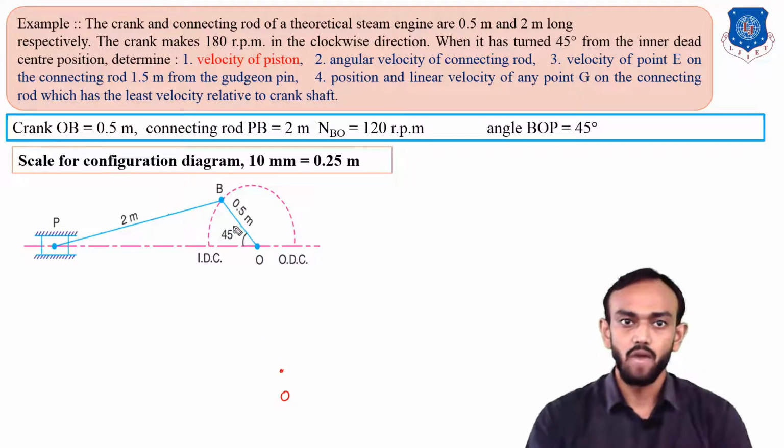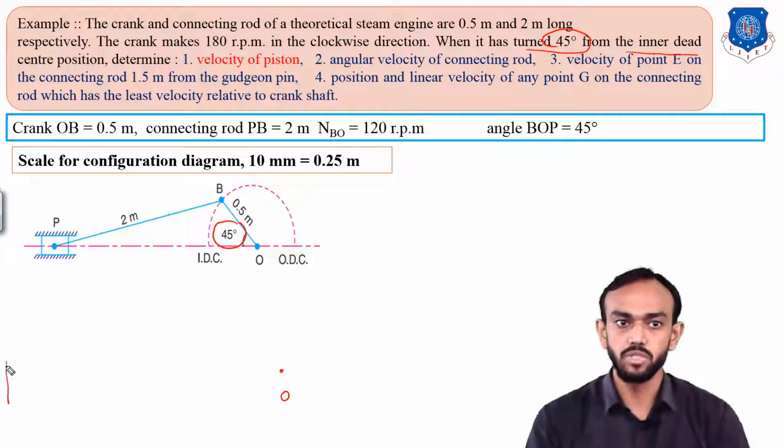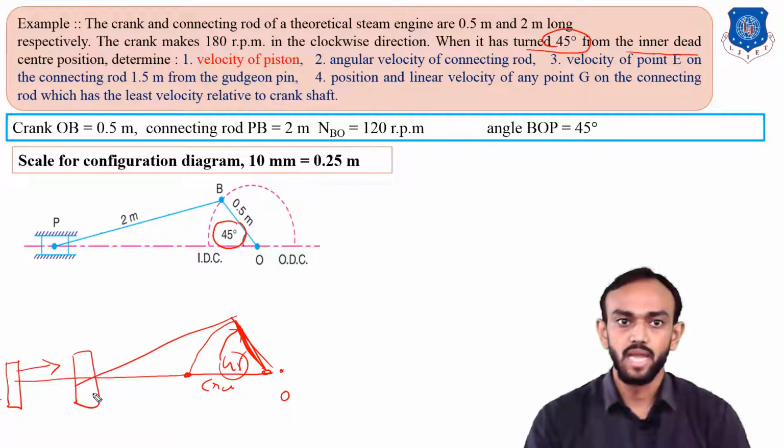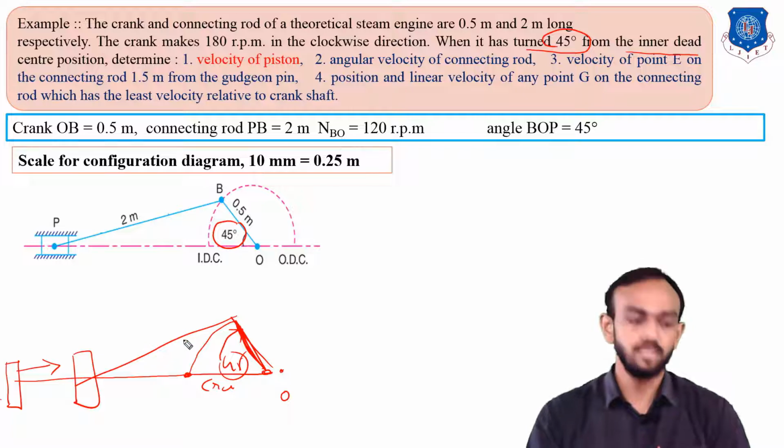Then how do you know this angle is 45? Because they have said that it has turned 45 degrees from the inner dead center, and inner dead center means the extreme position will be here. This is the piston, connecting rod, and this is the crank. When this piston moves inside from the inner dead center, this crank will move in this direction, and when this crank is rotating and making an angle of 45 degrees, the position will be like this, and we have to draw this position in this example.